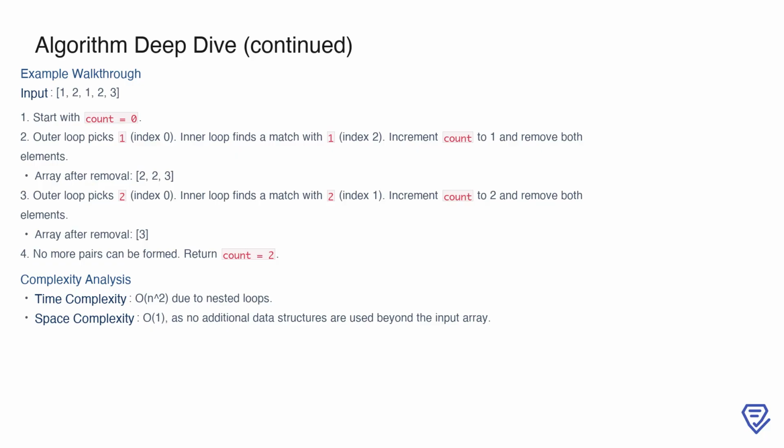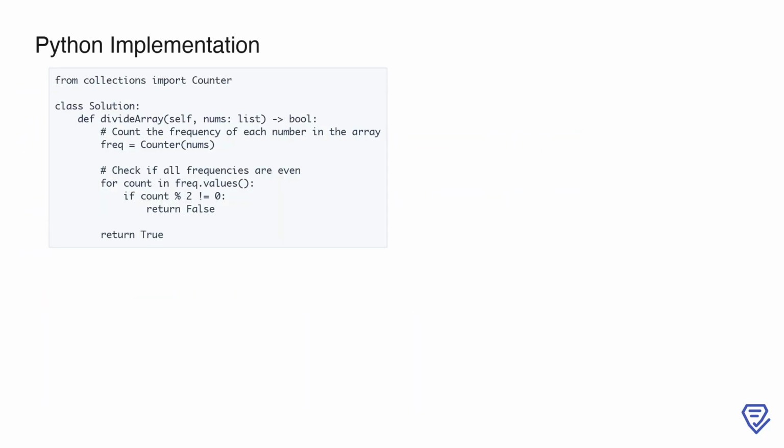In terms of complexity, the time complexity is O(n²), due to the nested loops, while the space complexity is O(1), as no additional data structures are used beyond the input array. This solution uses a straightforward approach to determine if the given array can be divided into pairs of equal elements. Let's break it down step by step.